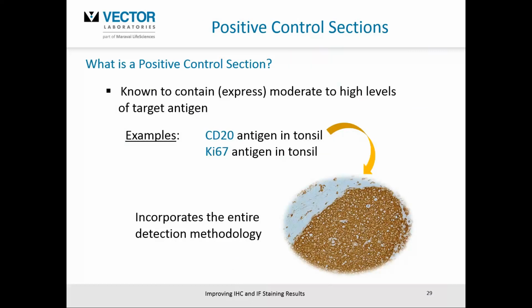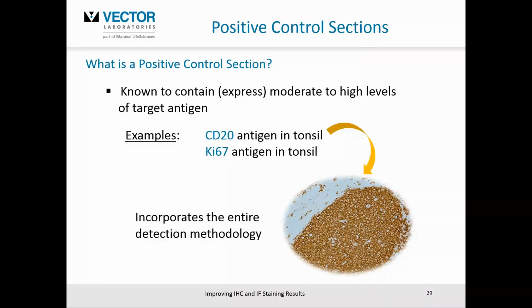Okay, so to ask the question then, Craig, what is a positive control section? And I've got a bit of a definition here. It's known to contain or express a moderate to a high level of a target antigen, preferably the target antigen you're looking for. So the example I've got here is a piece of tonsil stained here with DAB, hence it's brown. It's looking at this CD20 marker in tonsil. It's a B cell marker and gives you a nice robust stain. And as a positive control indicates here, it incorporates the entire detection methodology.